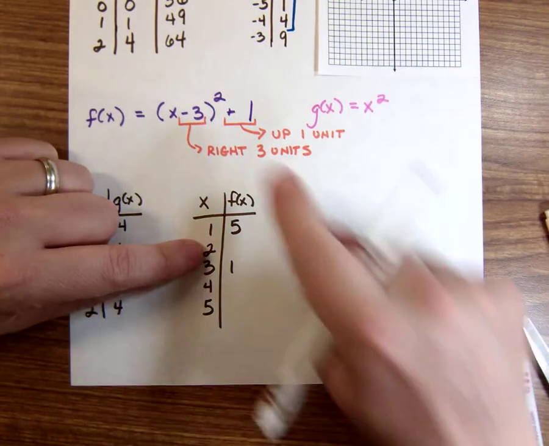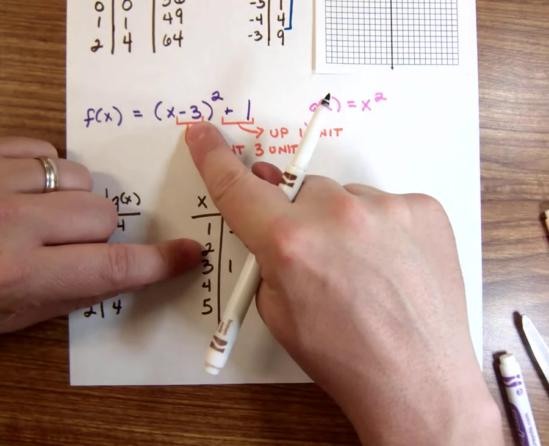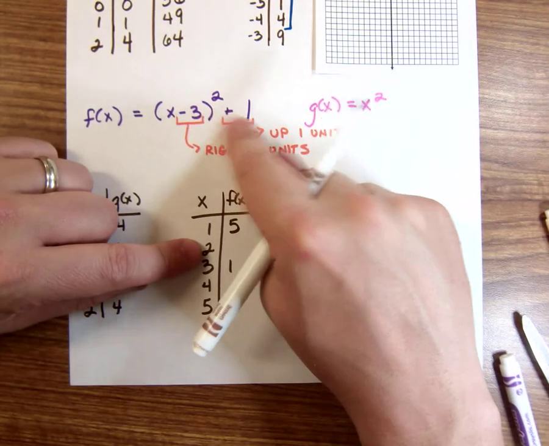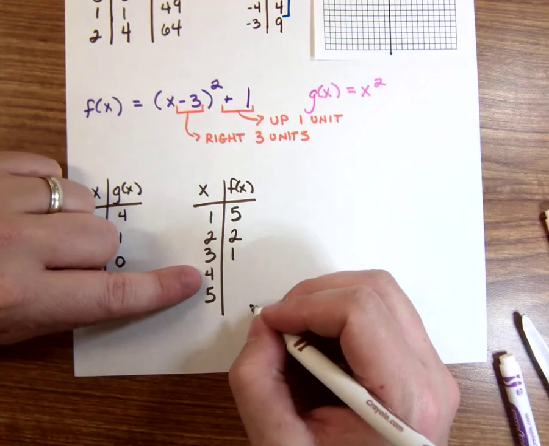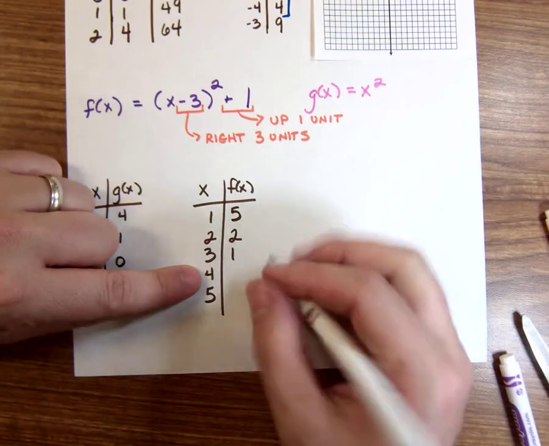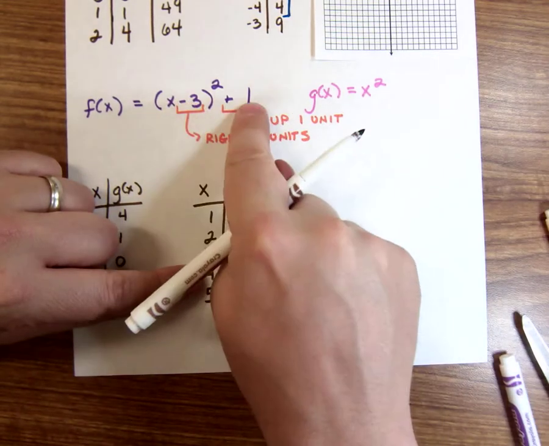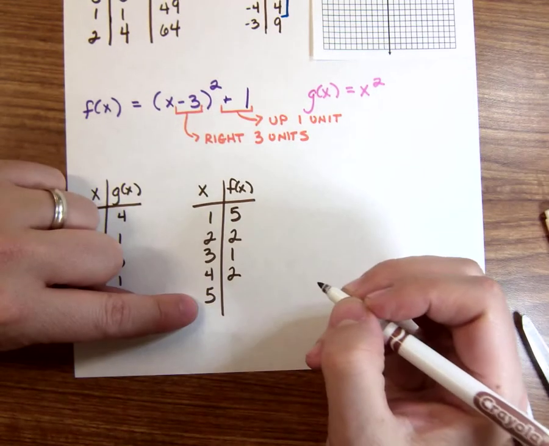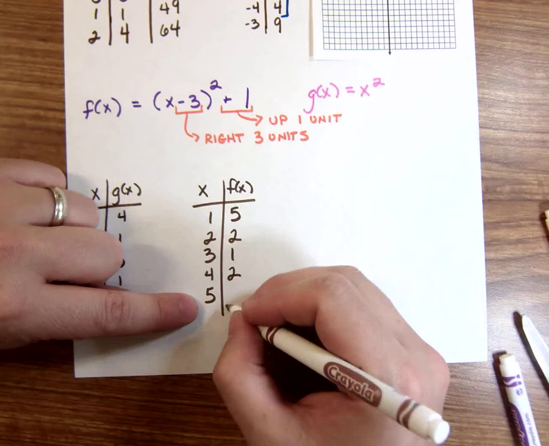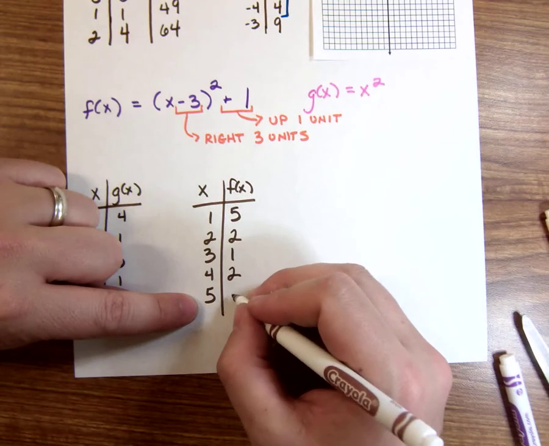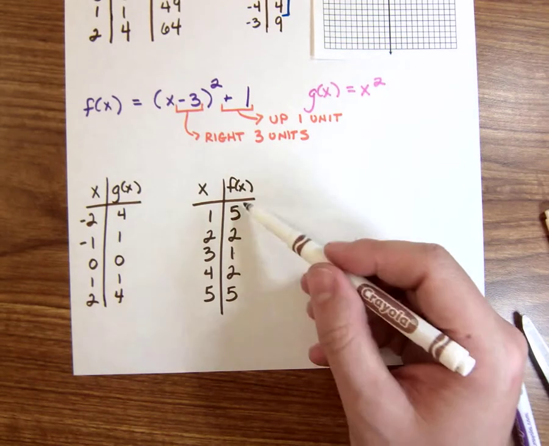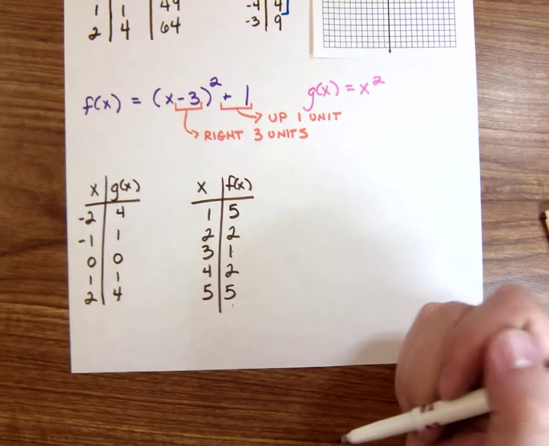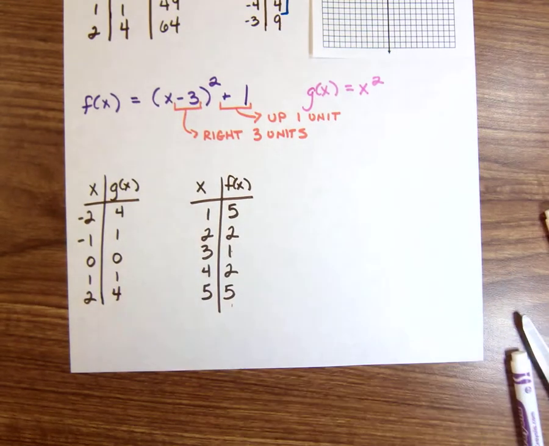What about 2? What's 2 minus 3? Negative 1. And negative 1 squared is 1. And 1 plus 1 is 2. What about 4? 1 plus 1, 2. And what about 5? 5 minus 3 is 2, and 2 squared is 4. Plus 1 is 5. Hey, look, we kind of could have predicted that, right? We knew 3 was the middle, so it goes down to 1 and then it comes back up. Same numbers, right?